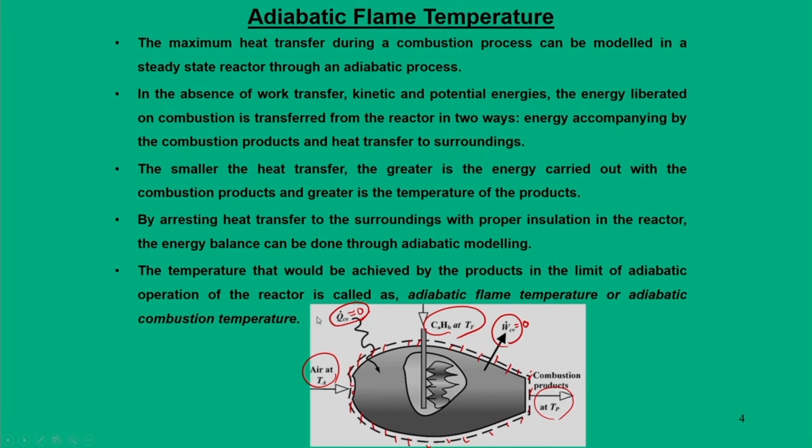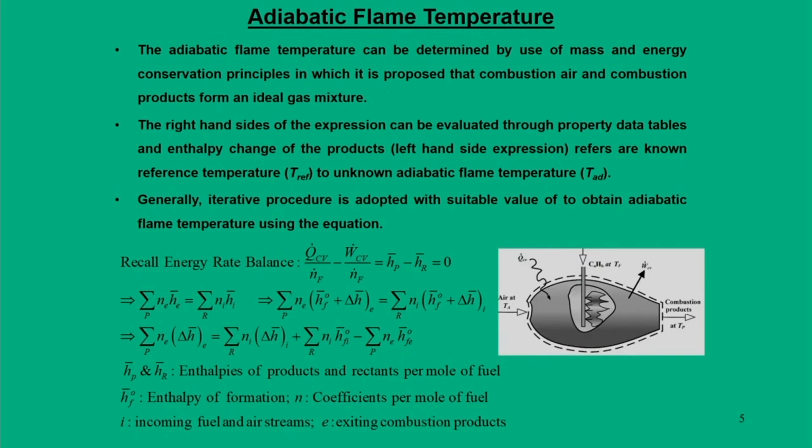So, by definition, the temperature that would be achieved by the products in the limit of adiabatic operation of the reactor is known as adiabatic flame temperature, or sometimes it is also referred to as adiabatic combustion temperature. And now, how do you evaluate this adiabatic flame temperature? It can be determined by the use of mass and energy conservation principles, in which it is proposed that combustion air and combustion products form an ideal mixture.